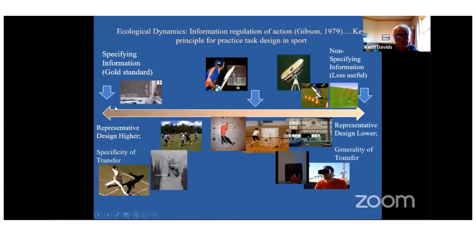So this end here, practice environments, learning environments, training environments are more specific. And down at the other end of the continuum, they're more general, because the information is non-specifying. In ecological terms, that means less useful. So for example, you've got some images here of people practicing dribbling against static cones that don't really reflect the information that an active defender poses. Or if you're batting against a cricket bowling machine, you're not getting the information that a fast bowler delivers up front.